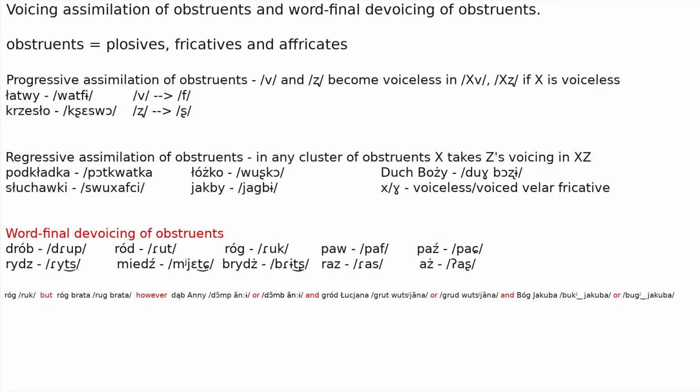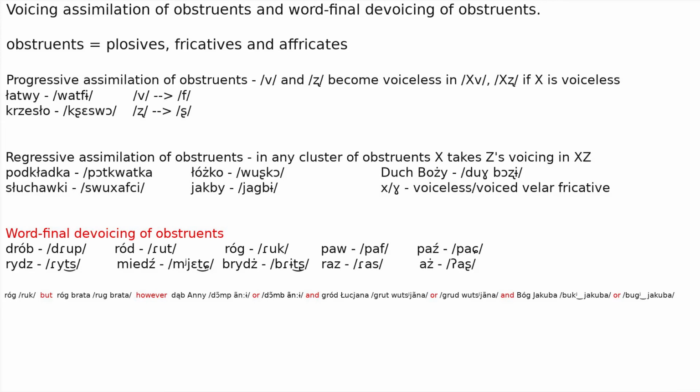Word final devoicing of voiced obstruents is pretty self-explanatory. So whenever there is a voiced obstruent at the end of the word, it's gonna get devoiced, as in drup, rut, druk, paf, paś, ryc, mieć, brycz, raz, and ash. However, if the next word starts with a voiced obstruent, the previous word final obstruent is gonna keep its voicing. So there is róg, but, róg brata.